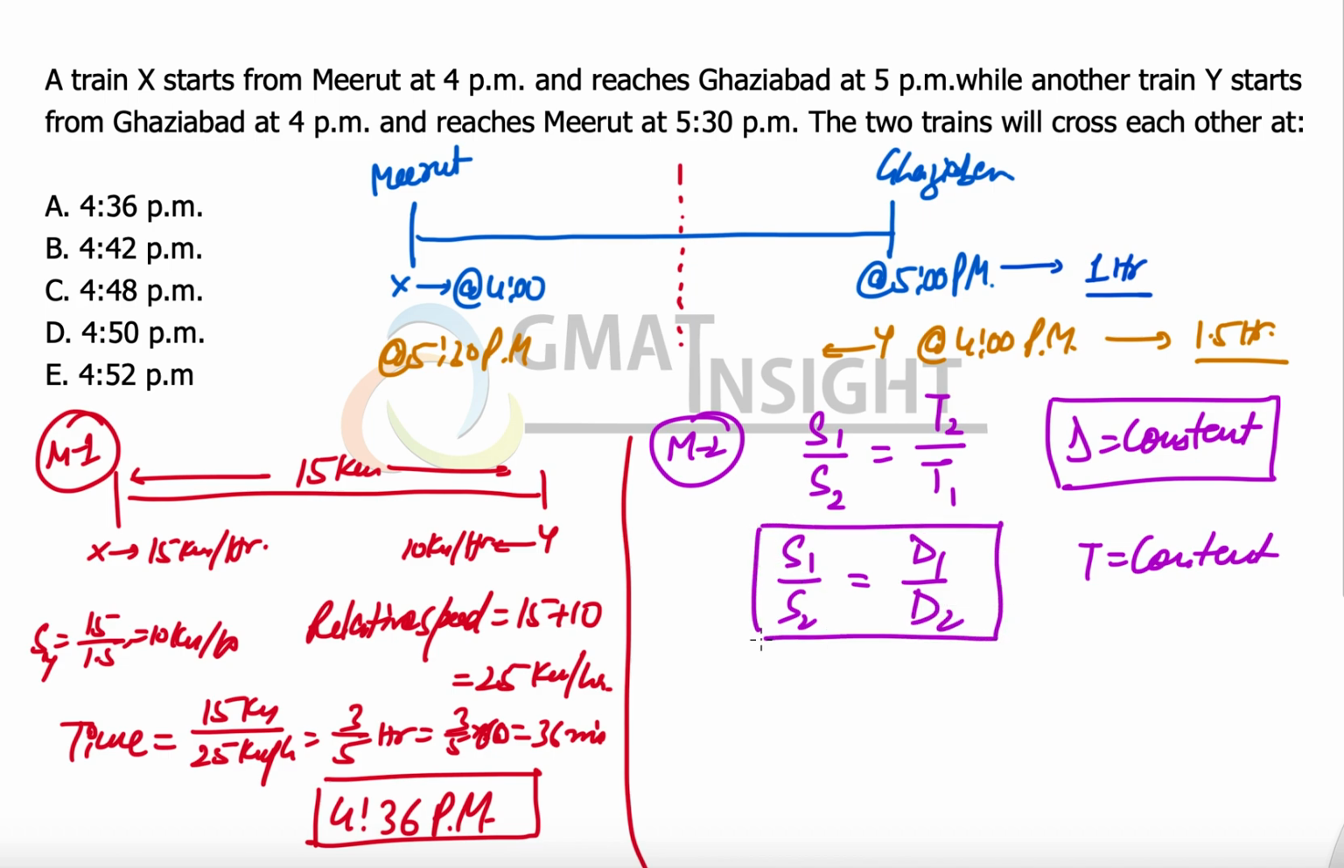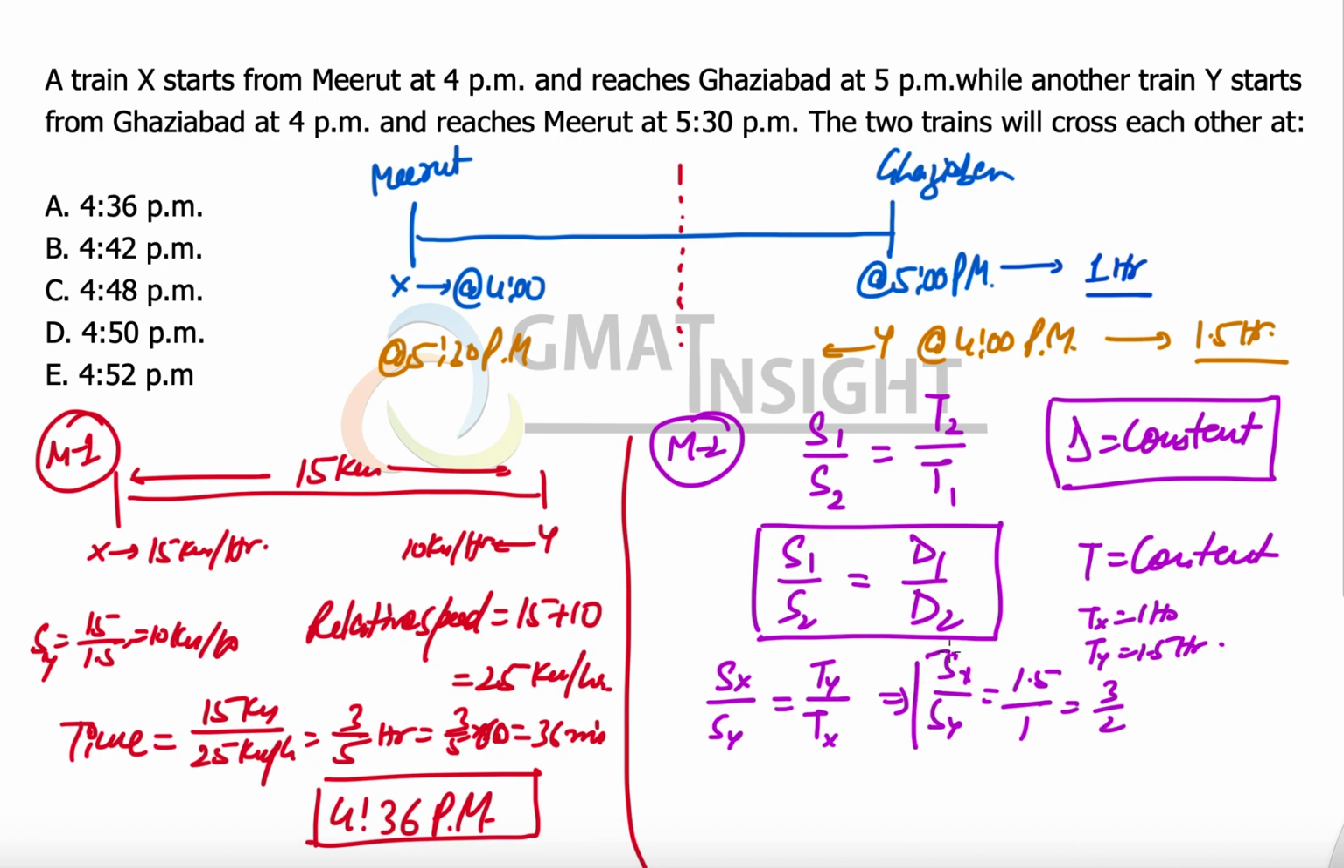Now, since the first train has taken the time, let's say time of x is equal to 1 hour and time of y is equal to 1.5 hours. So we can say Sx over Sy, that means the speed of x upon the speed of y, is equal to the time of y over time of x. That means this gives us the very first information, that is Sx over Sy will be equal to time of y, which is 1.5 over 1. That means it is equal to 3 by 2. So this is the first information that we have.